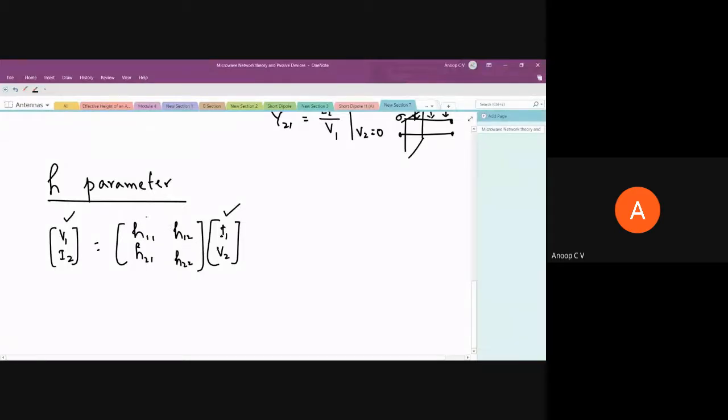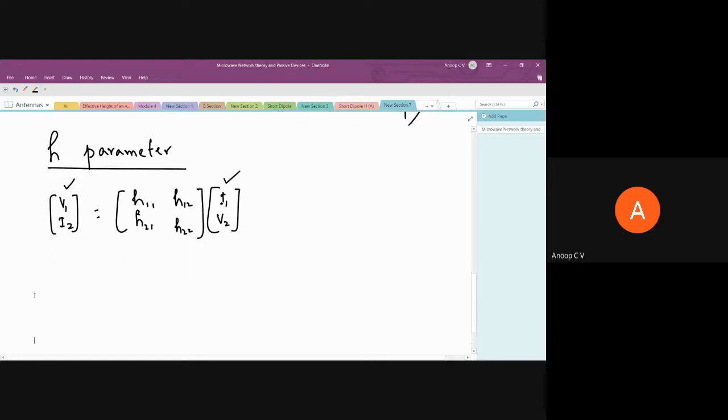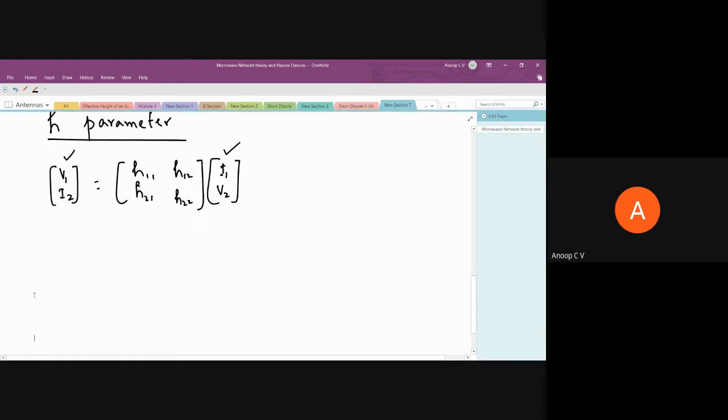Here again, if you have to find H11, H22, at times you may have to make I2 zero. To make the current zero, you have to open circuit. At times you may have to make voltage zero. If you have to make voltage zero, you have to short circuit. I'm not expanding it, it's just a review. Maybe later, once we are familiar with S parameter, we'll see how to convert from S to Z, S to ABCD, and all those things.